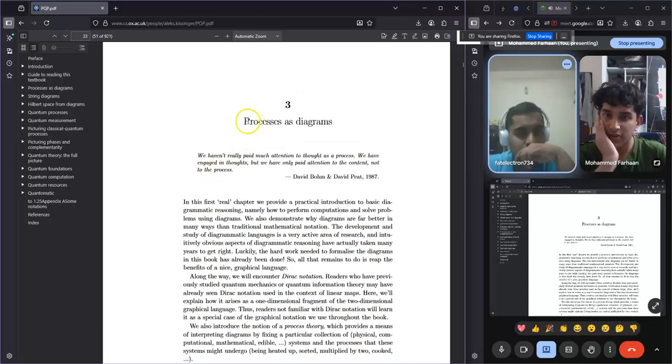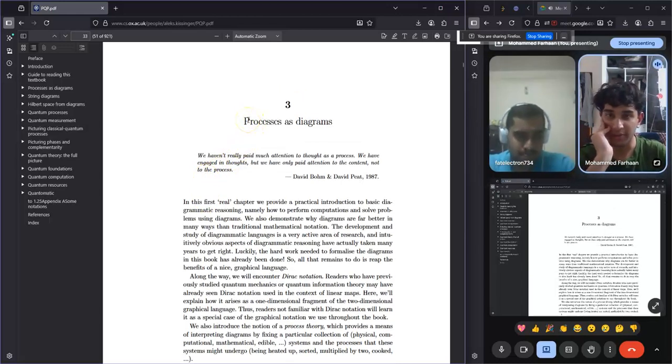Okay, so I'll start. Chapter 3, Processes as Diagrams. In this first real chapter, we provide a practical introduction to basic diagrammatic reasoning, namely how to perform computations and solve problems using diagrams. We also demonstrate why diagrams are far better in many ways compared to traditional mathematical notation. The development and study of diagrammatic languages is a very active area of research, and intuitively obvious aspects of diagrammatic reasoning have actually taken many years to get right. Luckily, the hard work needed to formalize the diagrams in this book has already been done. So all that remains is to reap the benefits of a nice graphical language.